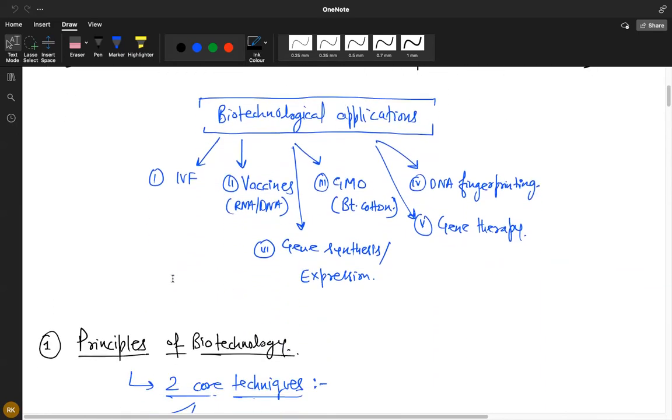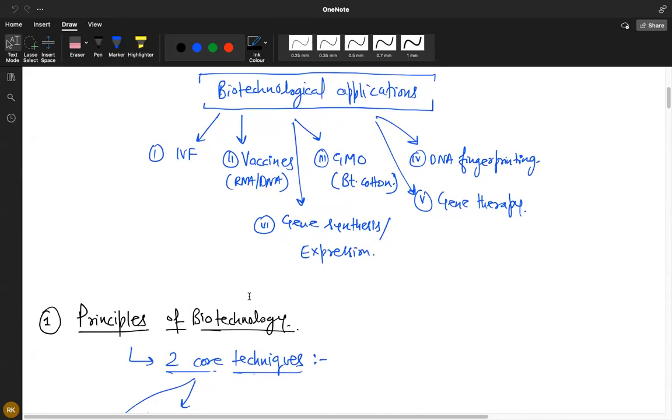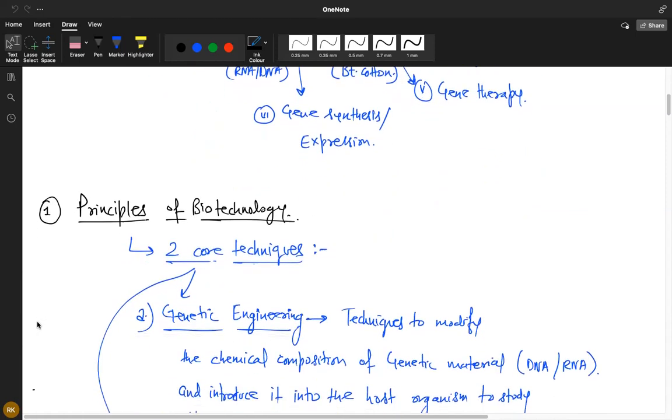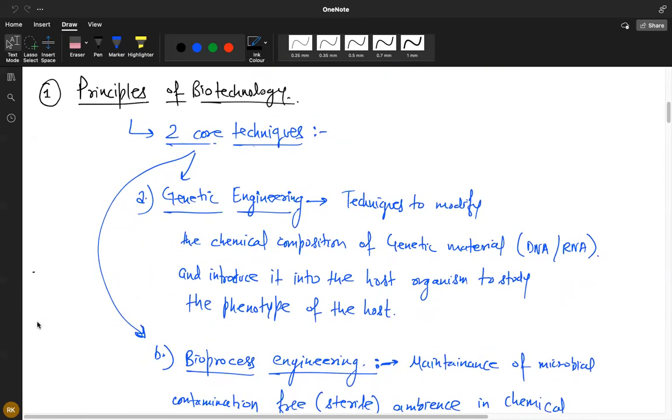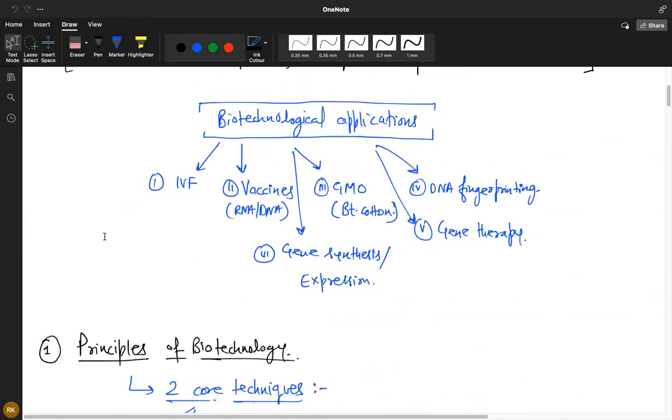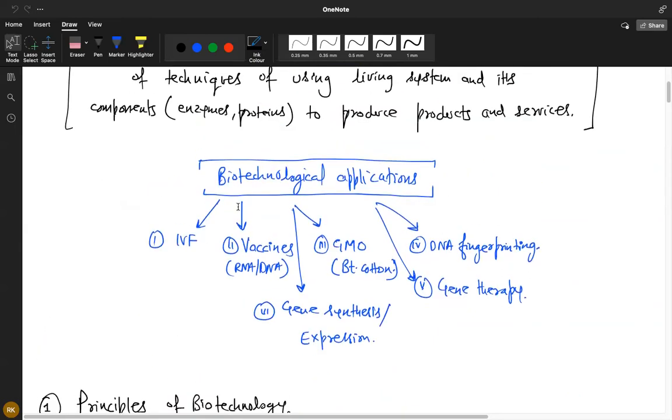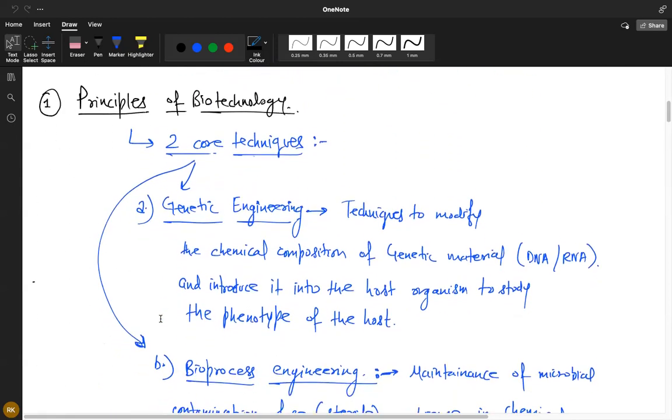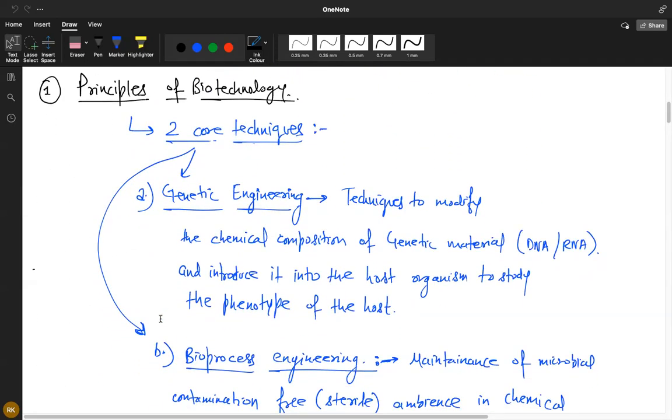So as we discussed in the class about biotechnological applications, I told you that it has a wide variety of applications, from IVF to vaccine development to gene synthesis or expression to genetically modified organisms, DNA fingerprinting. This all we studied in genetics, and gene therapy, right? And at the core of everything that can be done through biotechnology, there are some core principles, which are two core techniques that lie at the heart of biotechnology.